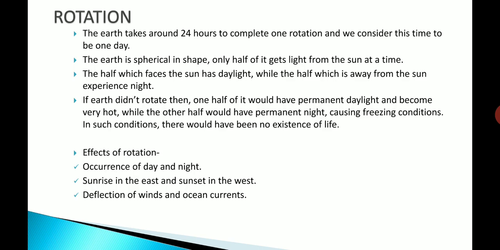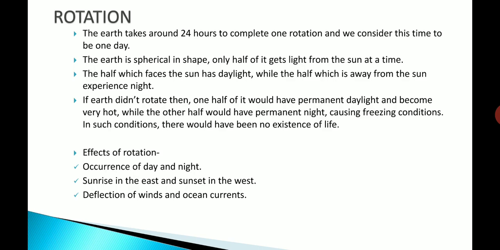If the Earth didn't rotate, then one half would have permanent daylight and become very hot, while the other half would have permanent night, causing freezing conditions. In such conditions, there would have been no existence of life. Effects of rotation: occurrence of day and night, sunrise in the east and sunset in the west, and deflection of winds and ocean currents.